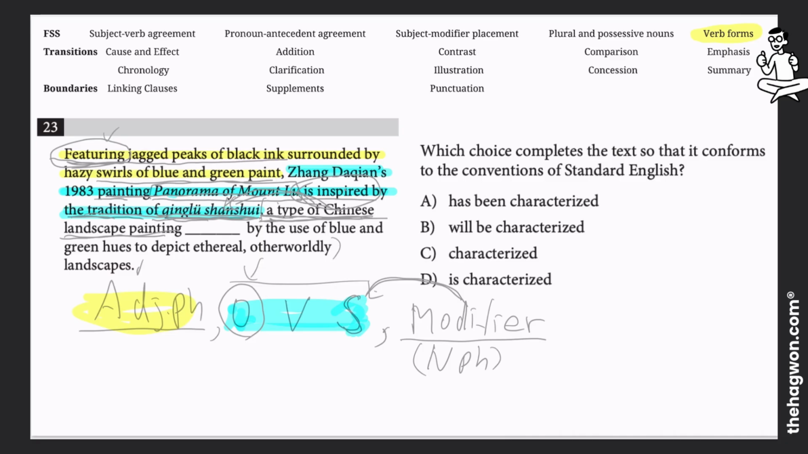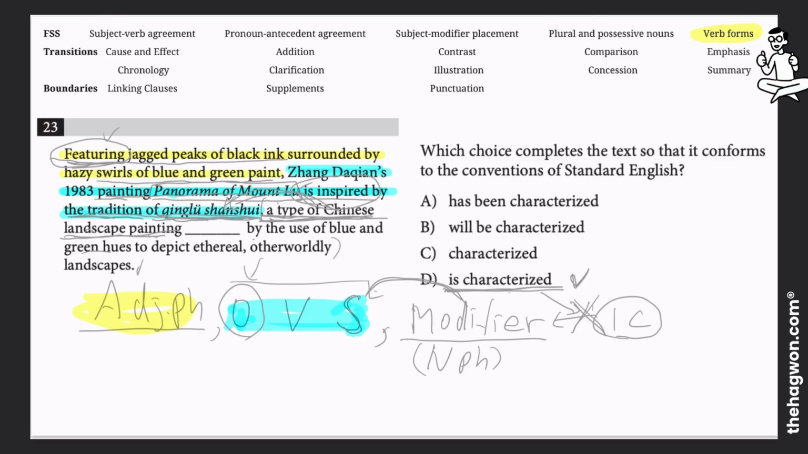Now let's look at the four choices here, A, B, C, D. A type of Chinese landscape painting. Now, in case you're wondering, let's try choosing D. A type of Chinese landscape painting is characterized by the use of blue and green hues to depict. If you do, a type of Chinese landscape painting is characterized, this will set off another independent clause, with is characterized being the main verb. So this independent clause cannot act as a modifier.